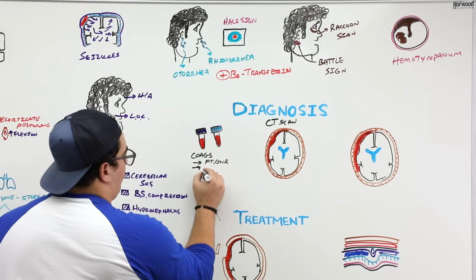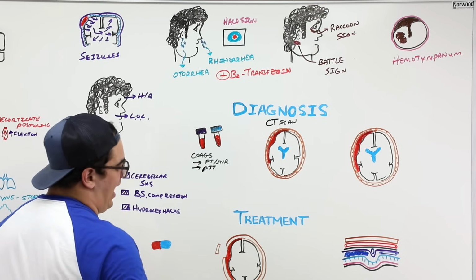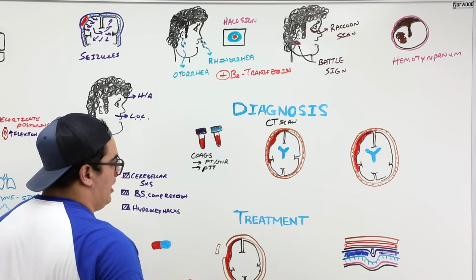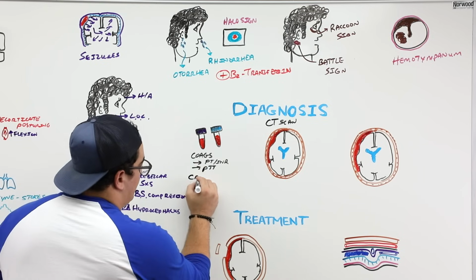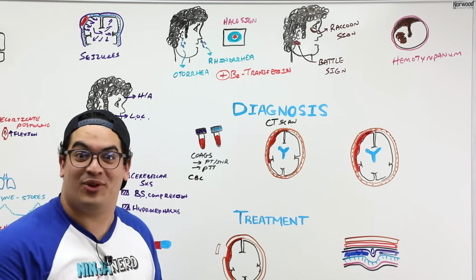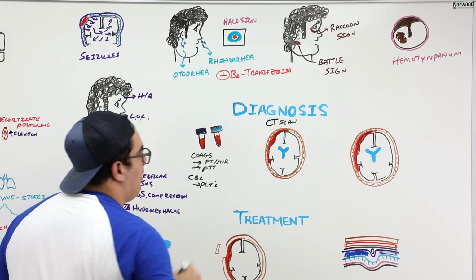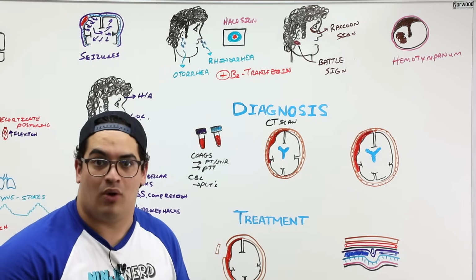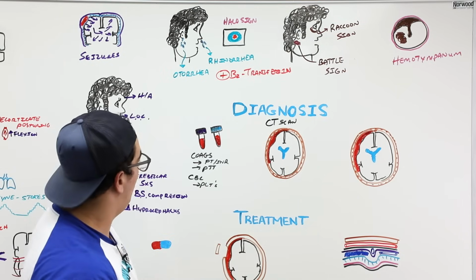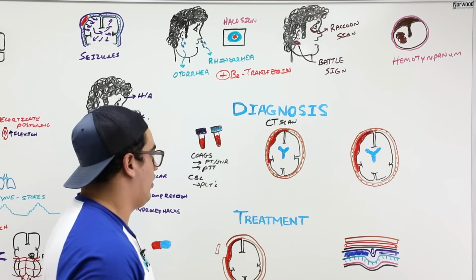You can also throw in a PTT as well, but again, PT-INR will probably be the bigger one. The other thing is get a CBC. Why? Look to see if their platelets are like 2. If their platelets are super low, that might be the reason that they're bleeding, is they have a thrombocytopenia. Okay, so these are quick little things that you can order.